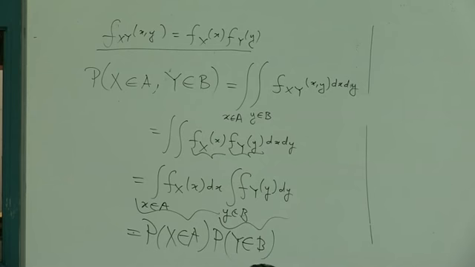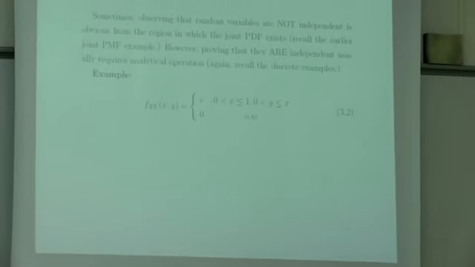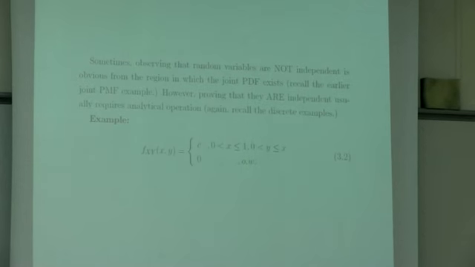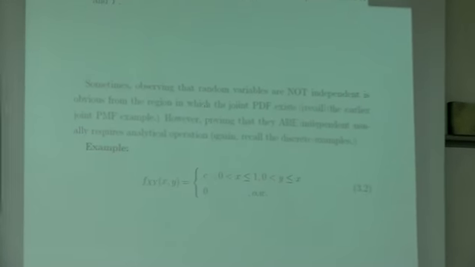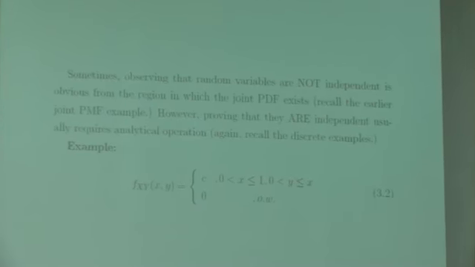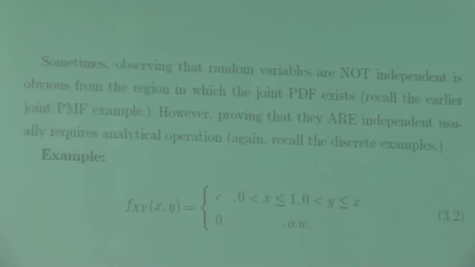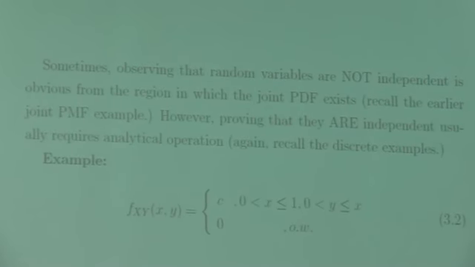X and Y, continuous random variables, are independent if and only if the joint factorizes into the product of marginals. Checking that the two random variables are independent requires checking that condition. However, checking that they're not independent is sometimes easier, as you know from the discrete case. Sometimes just by looking at the region of the joint PMF or PDF, you can understand that they are not independent. Let's see this example.